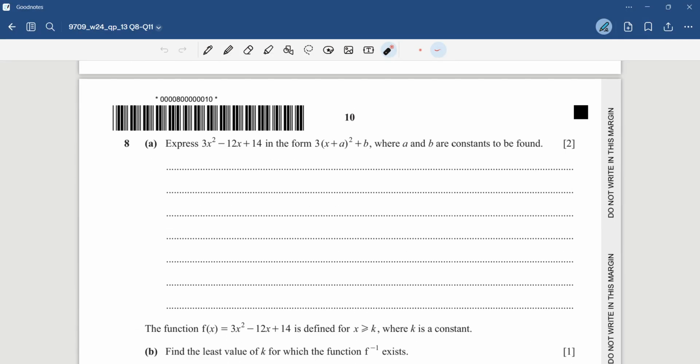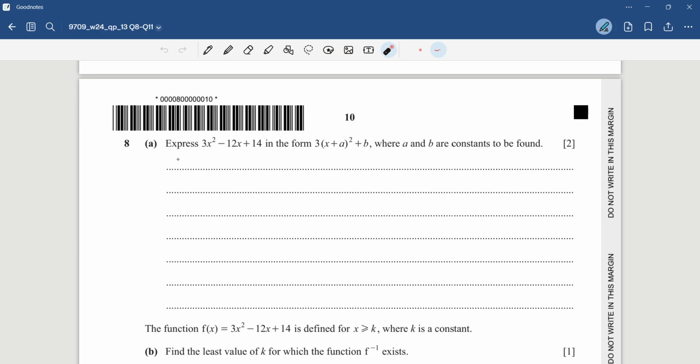8a, express 3x squared minus 12x plus 14 into the vertex form where a, b, and c are to be found. For this, you have two ways to do it. One, you can use your calculator directly, or you can use your formula. But here I will show you the full completing the square method in order to transform the general form into the vertex form.